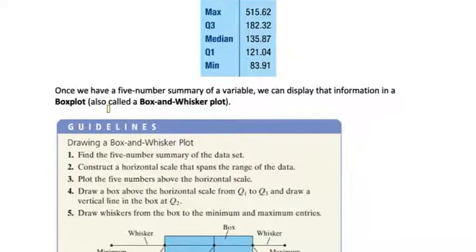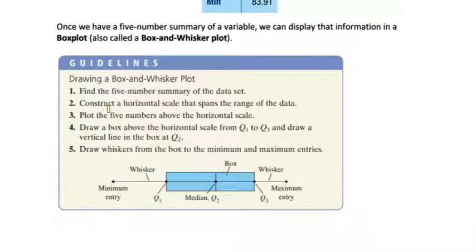We can display the 5-number summary in something called a box plot. Sometimes it's called a box and whiskers plot. And a box plot looks like this. We have a box that goes from Q1 to Q3. And we have a line in the middle of the box that marks the median. Whiskers connect Q3 to the maximum entry on one side. We mark the maximum entry with a dot. And then another whisker on the left side connects Q1 to the minimum value, also marked with a dot.